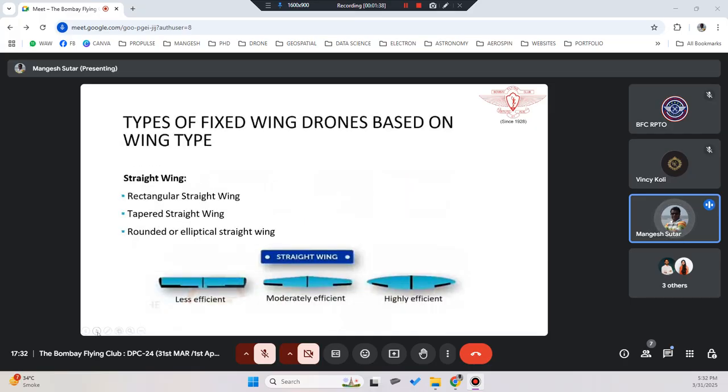So what are the types of fixed wing based on their wing type? There are straight wings. It could be a rectangular straight wing you can see here, but they are less efficient because of their shape. Then there are tapered wings, and then round or elliptical straight wings. With respect to the shape of the wings, the rectangular straight wings are less efficient, whereas rounded or elliptical wings, you will see in World War I or World War II aircraft.